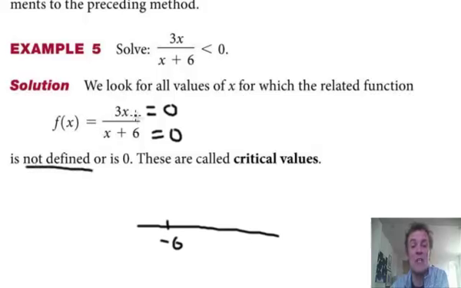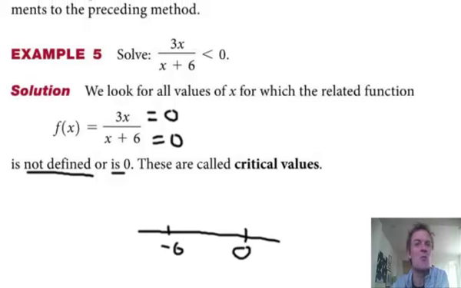And if we solve the numerator equal to 0, it'll give us where it is 0. And that is just, look, if 3x equals 0, x equals 0. Okay? So again, I've got these two numbers on a number line. Right, I just have to solve for this. Now I'm going to move over to the next slide.